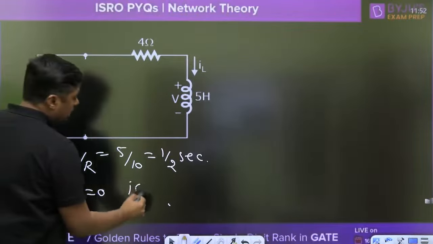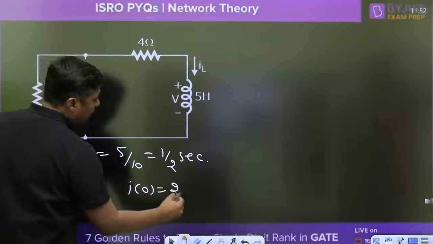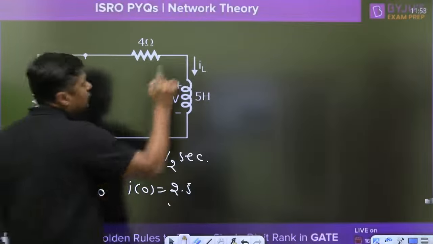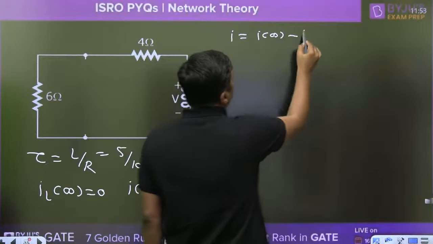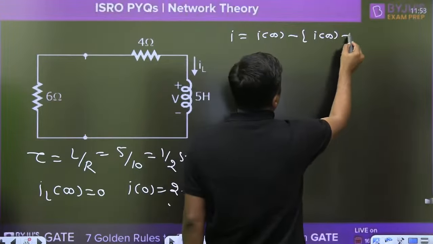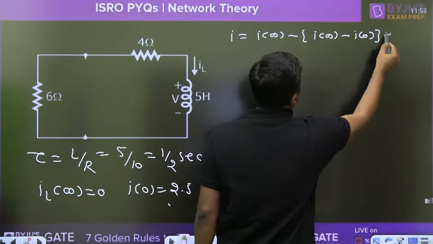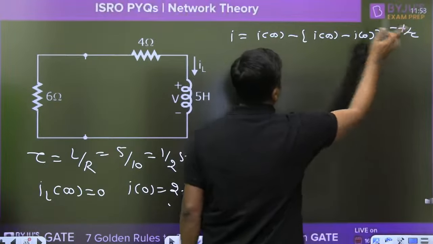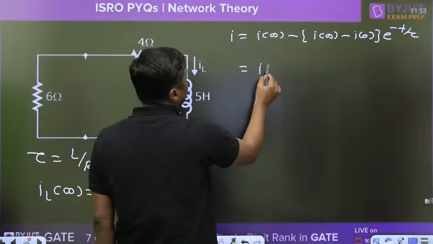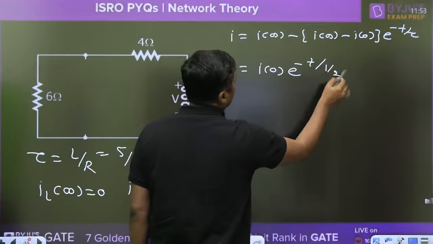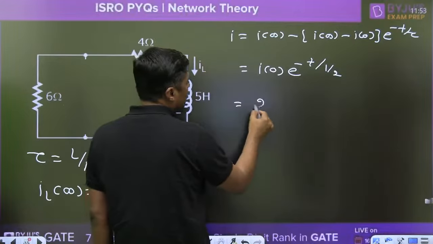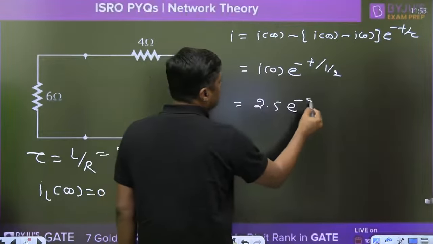What was the initial current? Already we have found 2.5 ampere. What is the formula? Final current minus initial current, e raised to power minus t by tau. And remember, you can directly write I initial e raised to power minus t by tau. What is the tau? 1 by 2. So 2.5 e raised to power minus 2t.